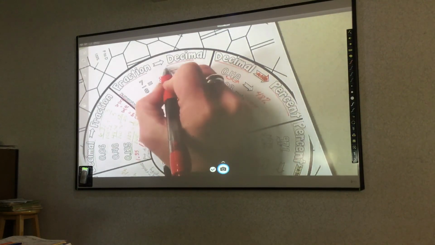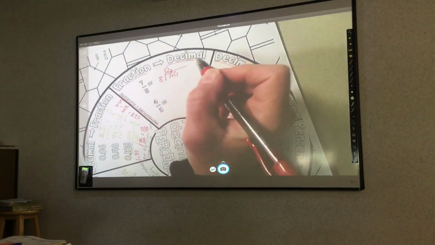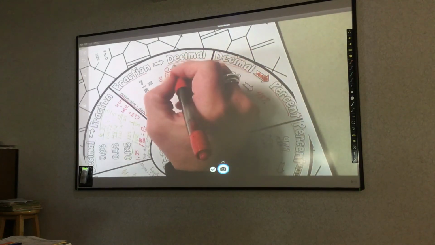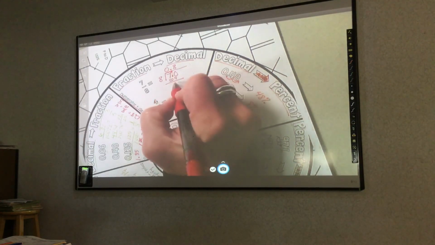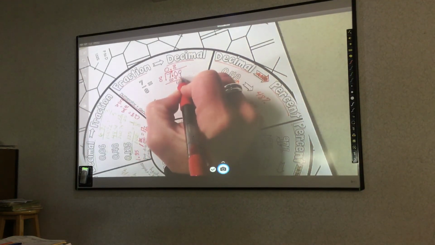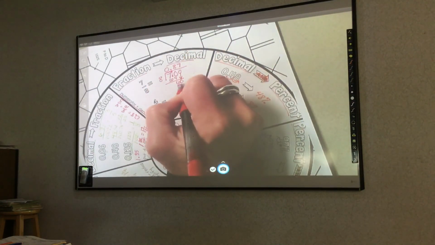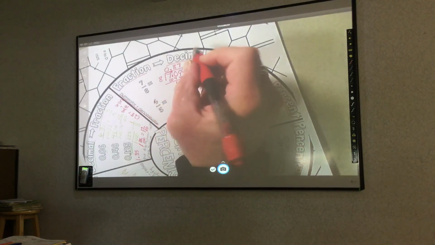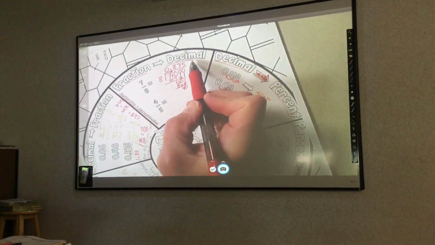8 doesn't go into 7, so I add a decimal. Help me out, the sooner we can get these done, the faster we can be done with these. 8 goes into 70 how many times? 8. 8 times 8 is? 64. 70 minus 64 is? Add a 0, bring it down. 8 goes into 60. 7 times 8 is? 56. 4 left, add a 0. 8 goes into 40. 5 times and I'm done. That's my fraction to a decimal.